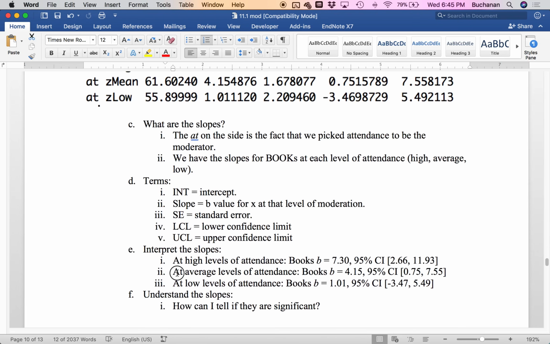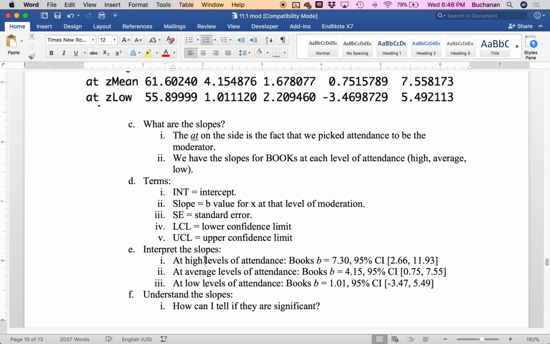So at an average level of attendance, books is 4 points. So we already said that, right? At a low level of attendance, let's say you're not going to class at all, books are only going to add 1 point to your score. So every one book that you read creates 1 point increase on your score because you're not going to class. Okay. As you increase the attendance, so at average levels of attendance, we get 4 points for every book. If I go to class a lot, so high levels of attendance, books gives me 7 points.